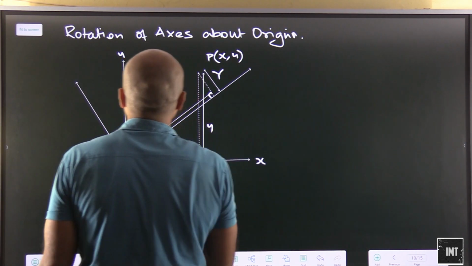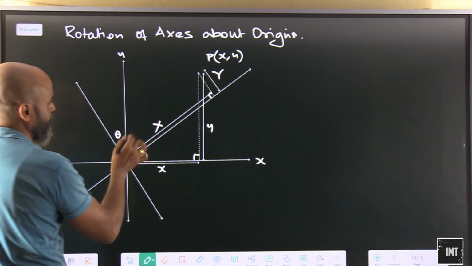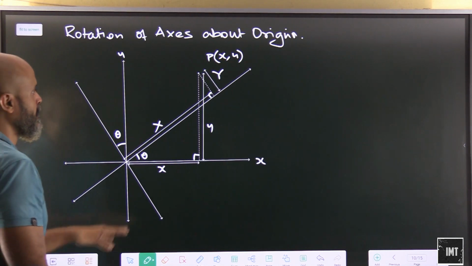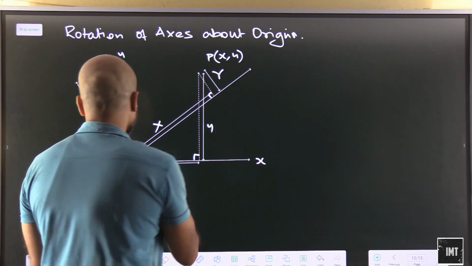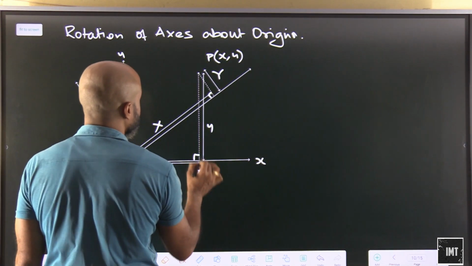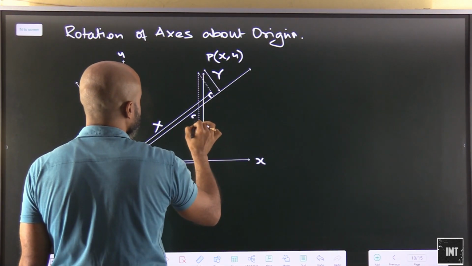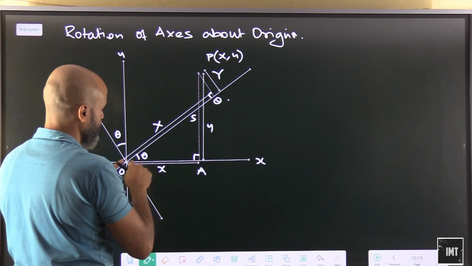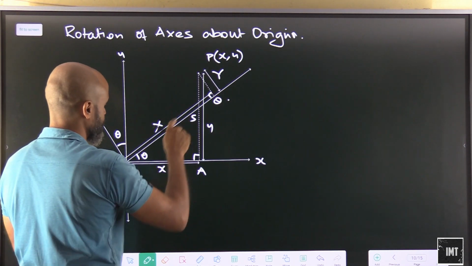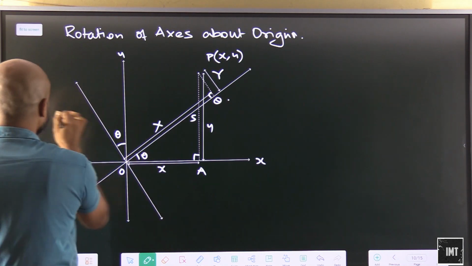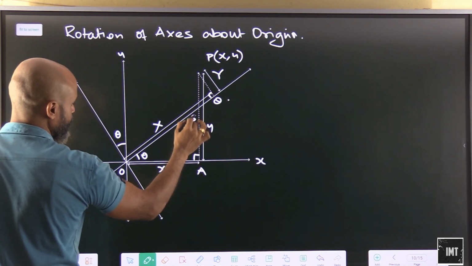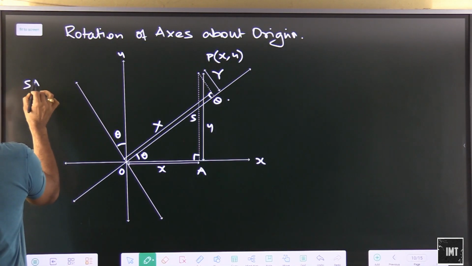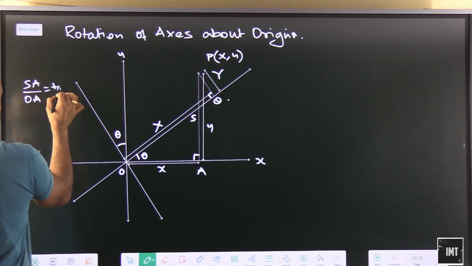So now let's do this here: rotation of an axis about the origin. So the axis has been rotated about the origin by theta. Okay, so let's calculate the points and see how X and Y can be determined. Let's start naming this. This is O, this is A, this is P, this is S, and let's say this is Q. Now in this triangle, we take SA upon OA, that is equal to tan theta.